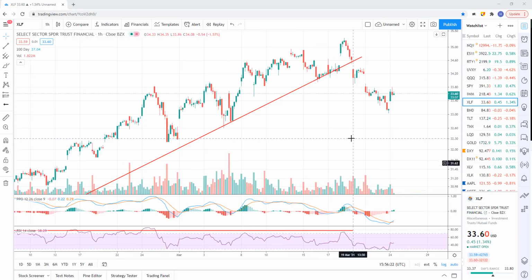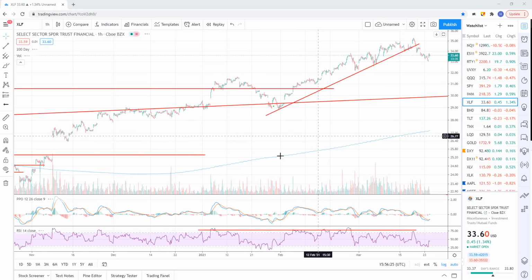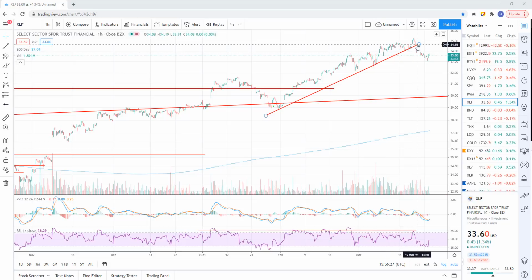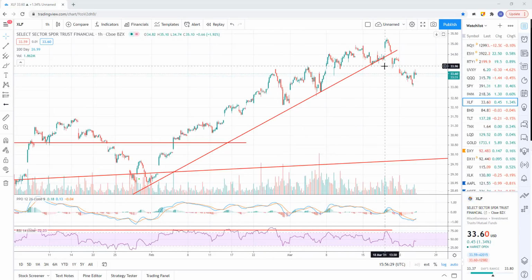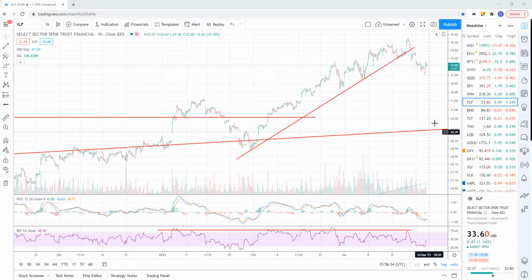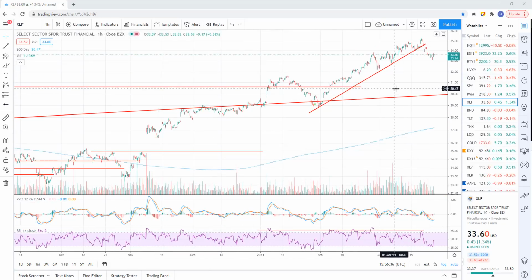The point on XLF is you had a trend right here. It broke. We got a sell signal, and we should trade down likely to about $30. That's kind of the area that I see some support. It might fall here.